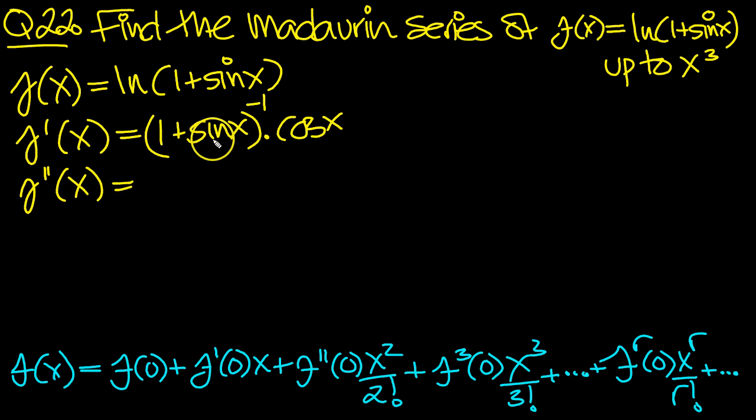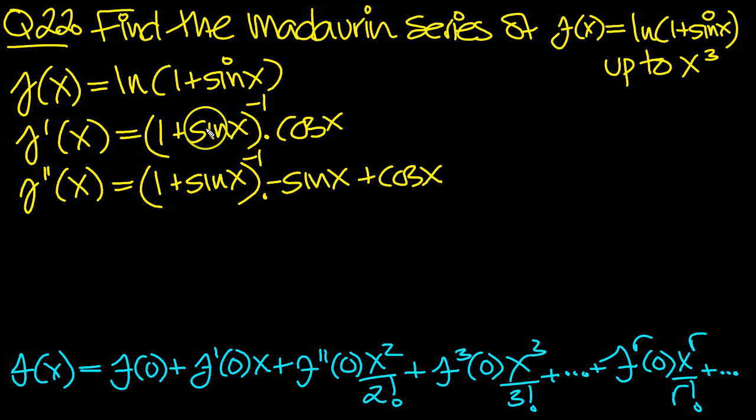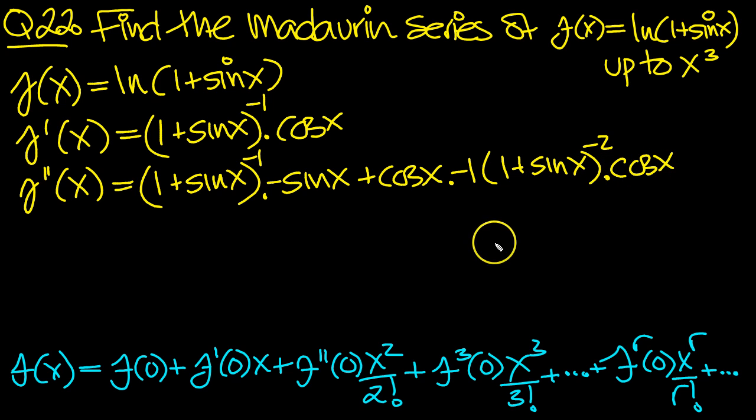F double dashed. So we've got a product here, so it's u dv dx, cos goes to minus sine, plus v times du dx, and this is a function of a function, so the minus 1 comes down to the minus 2, multiplied by a cosine x, isn't it? Because sine, there's something inside, differentiates to cos. So there's f double dashed.